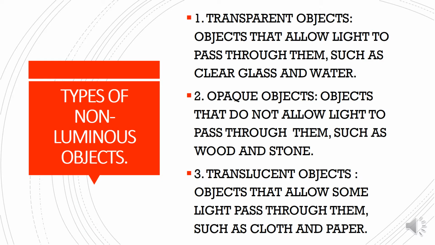Types of non-luminous objects. There are three types. First, transparent objects are objects that allow light to pass through them, such as clear glass and water. Second, opaque objects are objects that do not allow light to pass through them, such as wood and stone. Third, translucent objects are objects that allow some light to pass through them, such as cloth and paper.